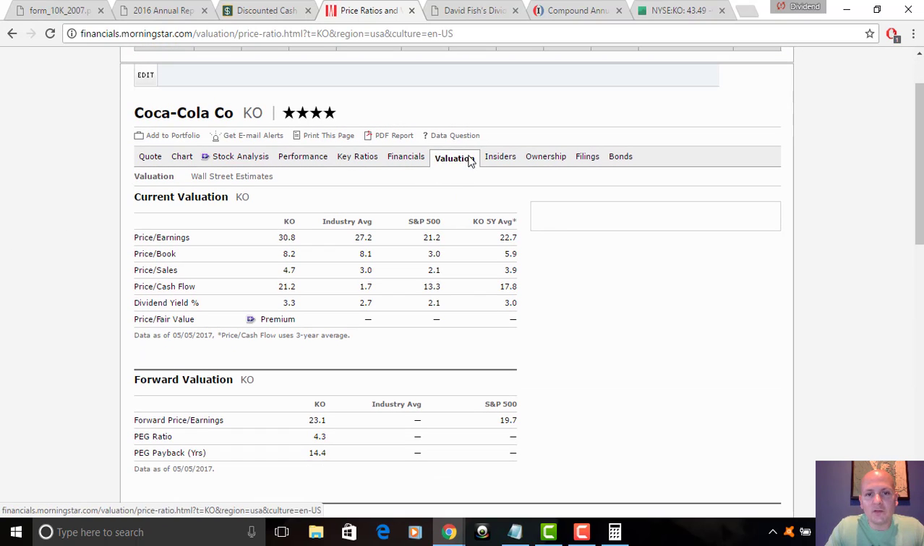When we look at the valuation tab on Morningstar here, we can see Coke's current metrics, the price to earnings ratio, price to book, price to sales, price to cash flow, against its 5-year averages, except for cash flow, which is a 3-year average. But you can see Coke's way up there. The price to earnings ratio right now is 30 times earnings. I know they have some adjustments to earnings, but that's very, very high for a business that really isn't growing very much. Price to book is also elevated.